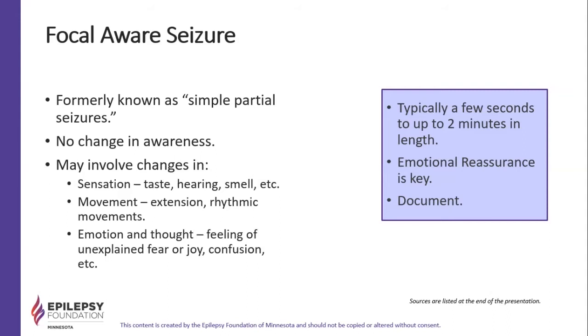And it's a finite event, remember, so it starts suddenly and it stops suddenly, and they return to normal after the seizure. So really key in this one is emotional reassurance. In a childcare setting, you're going to want to document whatever you're noticing. In young children, they might not be able to tell you this is happening because they're not verbal yet, so you might look for little movements that seem to be rhythmic.